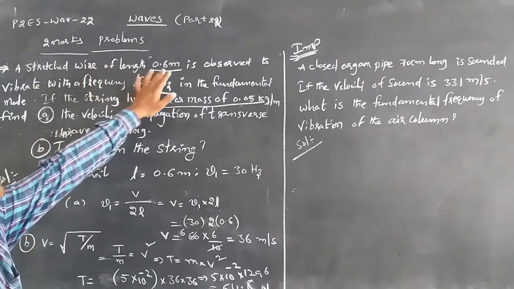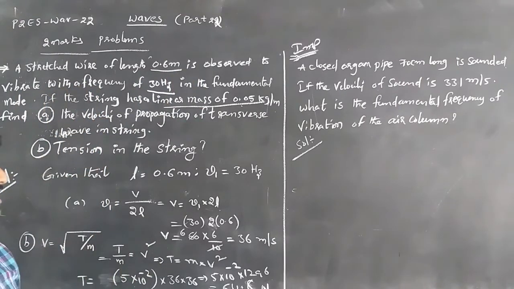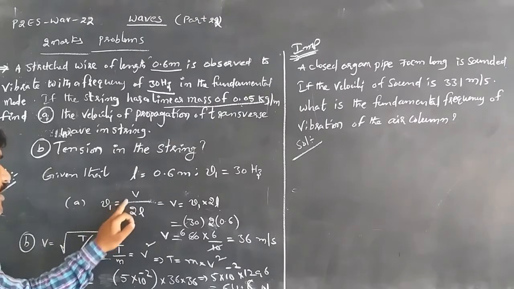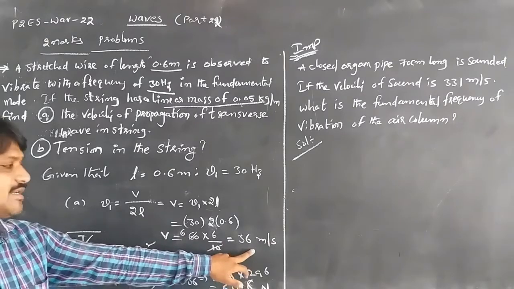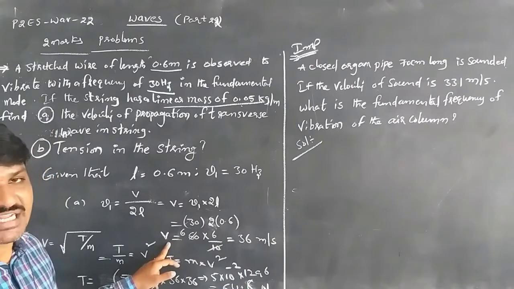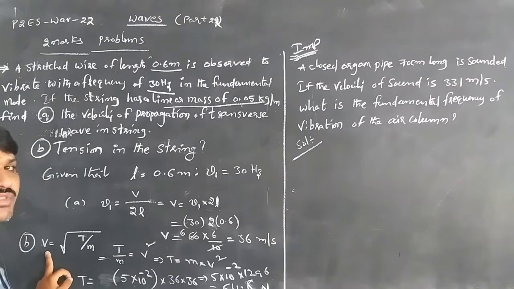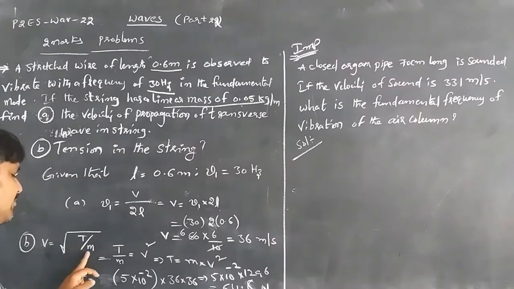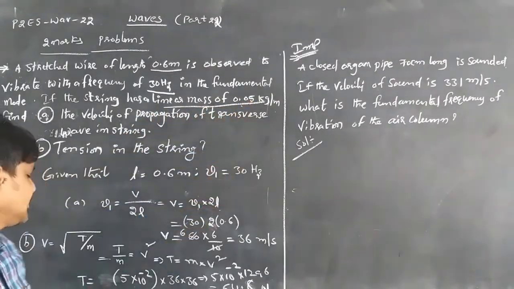A stretched wire of length 0.6 meter is observed to vibrate with a frequency of 30 Hz in the fundamental mode, so we take nu1 is equal to V by 2L. From that we got the value 36 meter per second, the velocity of propagation of the transverse wave in the string. Then, to find the tension, the velocity equation for a wave in a string under tension is V is equal to root T by mu, where T means tension and mu is the linear mass density. In the problem we have the linear mass density 0.05.